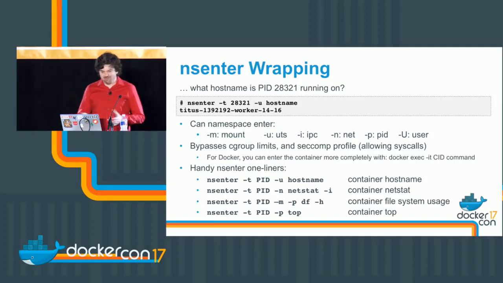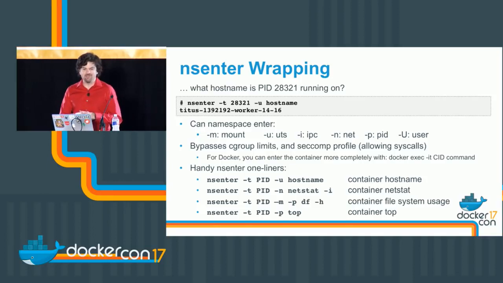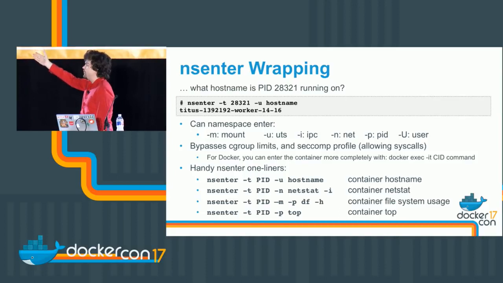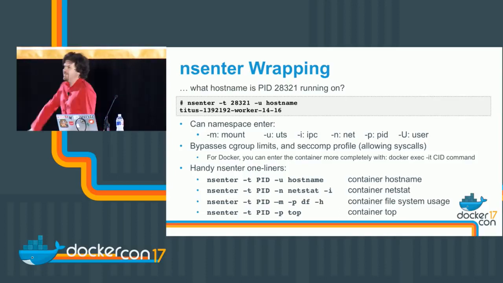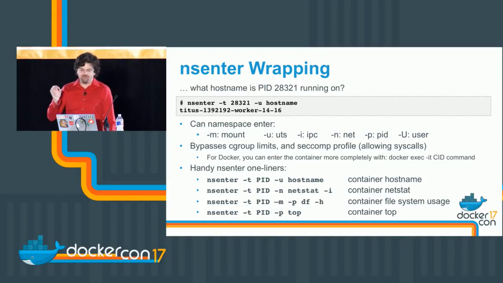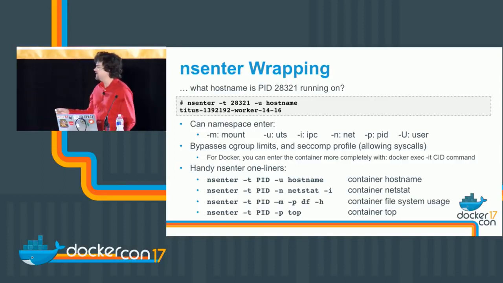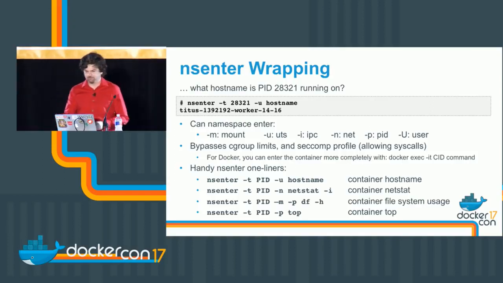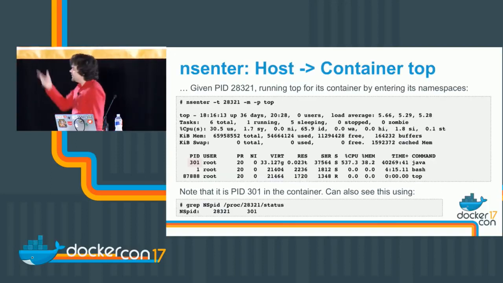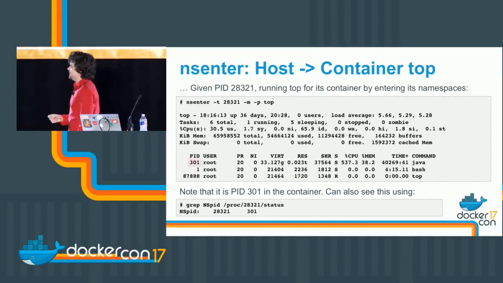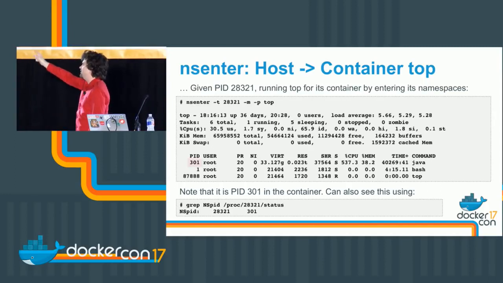nsenter is a great command, and for performance engineers, you need to get good at this. Given that process ID, I can use it to identify the host name, so I could say, run hostname in the UTS namespace for that process ID, and then it's told me the container host name that it's on. And I've made a short list of some handy one-liners for nsenter, so I can go into the network namespace and run container netstat, I can look at container file system usage and so on. And container top. So given that process ID, I can go and run top in that namespace and see that that's actually Java, process ID 301.